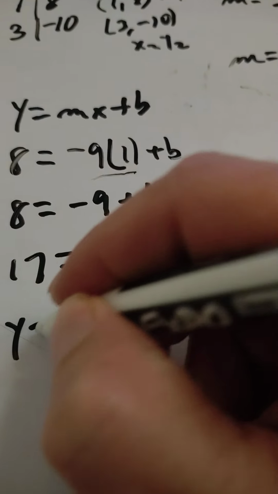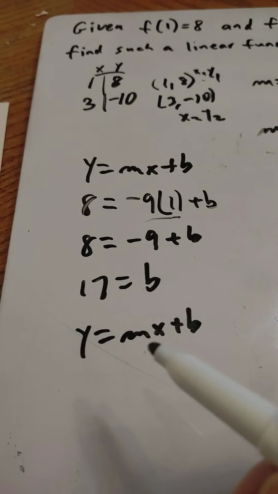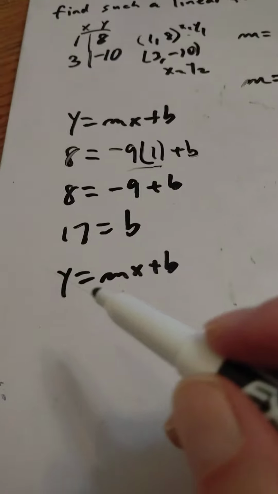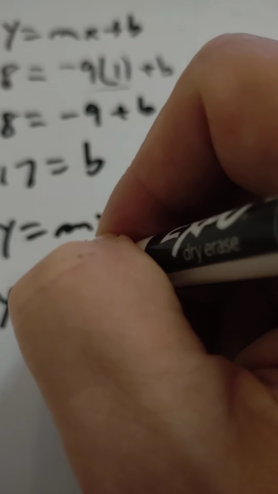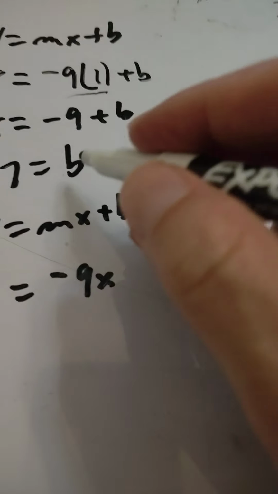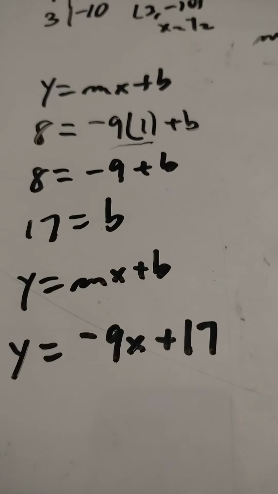I'll write y equals mx plus b again. And this time, only fill in for m and b. You need your x's and y's for the equation of the line. So I'm going to write y equals m was -9, and don't forget the variable x. And what was b again? Positive 17. So plus 17. There it is. That's the equation of the line.